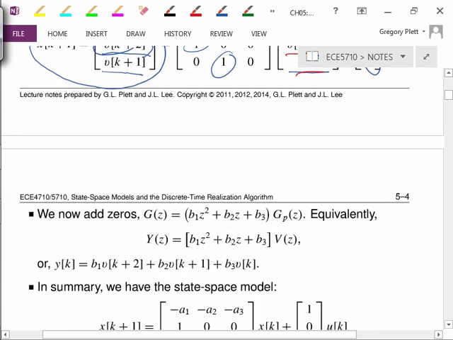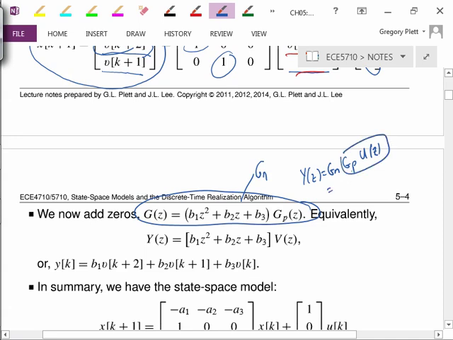Now we can talk about the zeros of the system. G of z is equal to the numerator, we call that gn in our scribble up above, times gp, which means that y of z equals gn times gp times u of z, but all of that was called v, so it's gn of z times v of z, and that's then gn and times v of z.